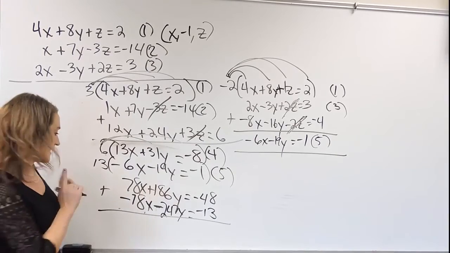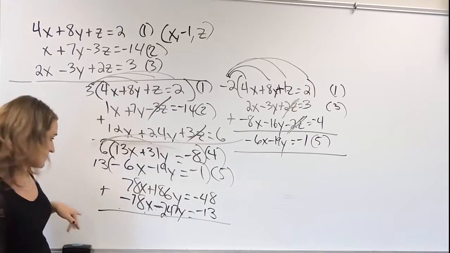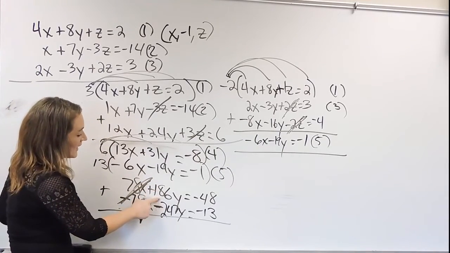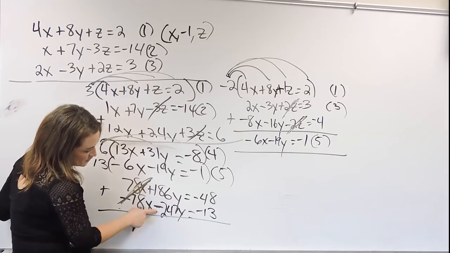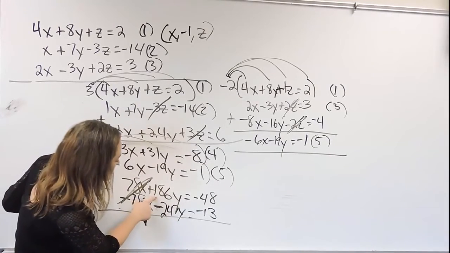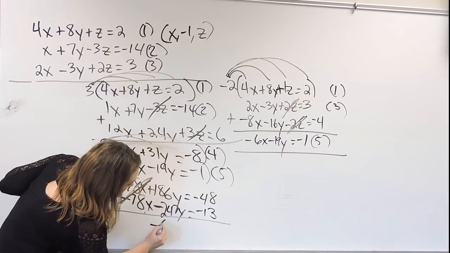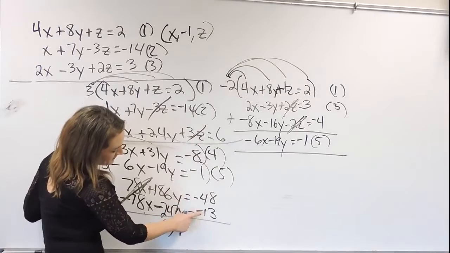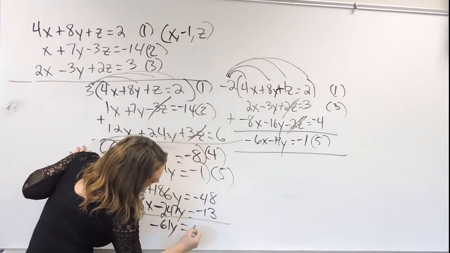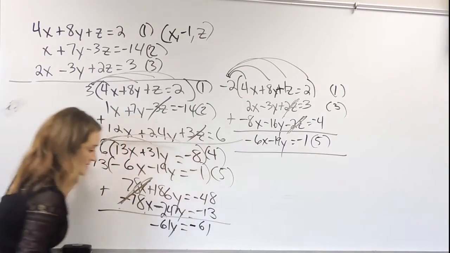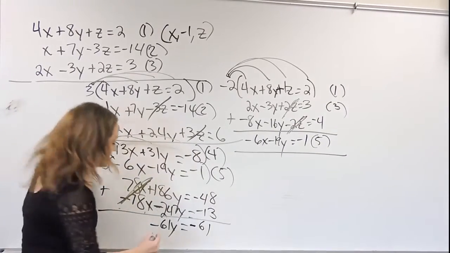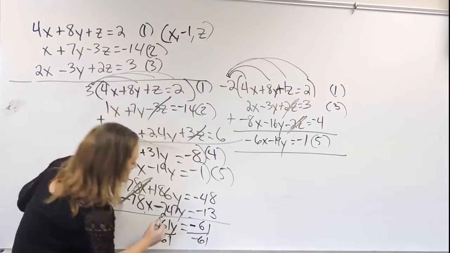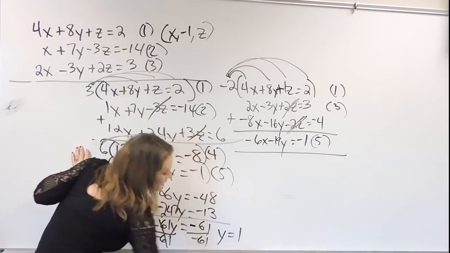Okay, so let's add these up together and eliminate those x's. So 78x minus 78x, that cancels. 186y plus negative 247y, that's a negative 61y, is equal to negative 48 plus negative 13, that's a negative 61 also. That works out great for us because when we divide both sides by negative 61, we get that y is equal to 1.